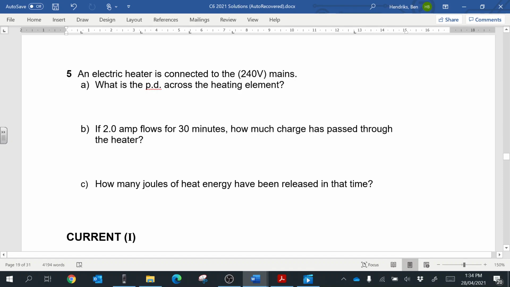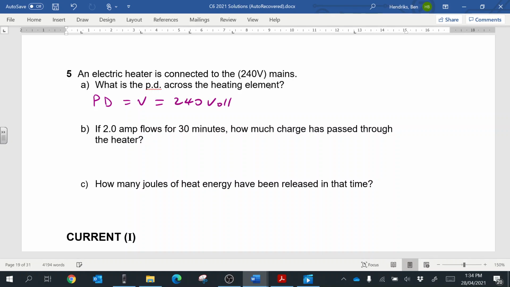We have an electrical heater connected to 240 volt mains. What is the potential difference across the heating element? Well, potential difference, like I said before, is measured in volts. So it's going to be equal to 240 volts. And we do just say that's V as well.